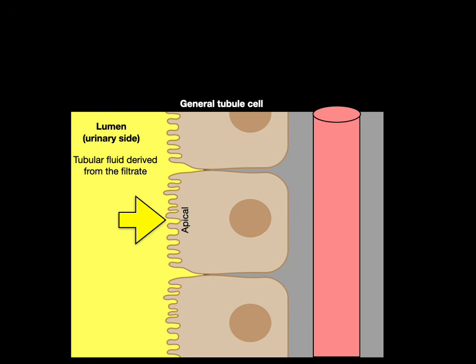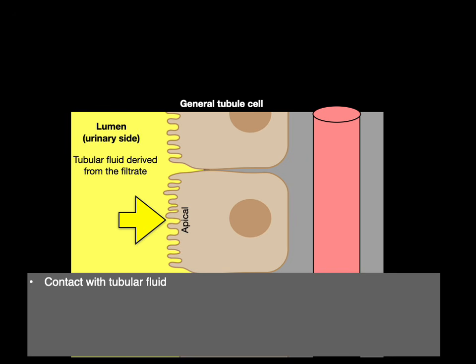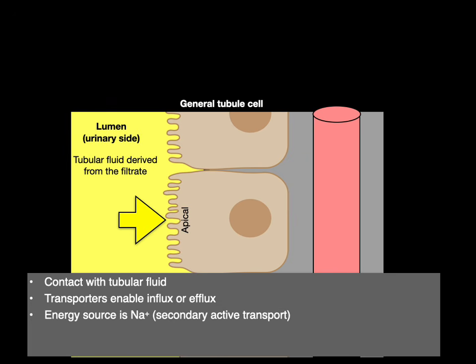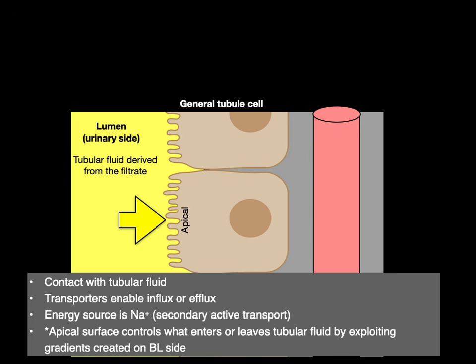That is the apical surface of any of the tubular cells. It's what is in contact with the tubular fluid, and that's where transporters are that enable an influx or efflux of solutes. The energy source that allows these transporters to influx or efflux solutes is sodium. We do this through secondary active transport. So the apical surface of tubular cells controls what enters or leaves tubular fluid by exploiting the gradients created on the basolateral surface. Hold that thought in your gray matter.